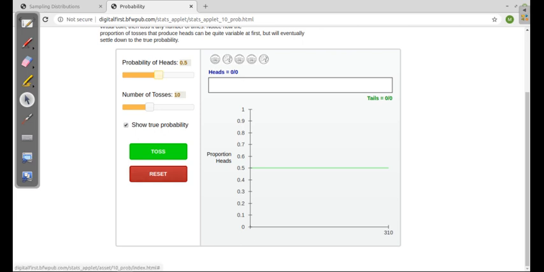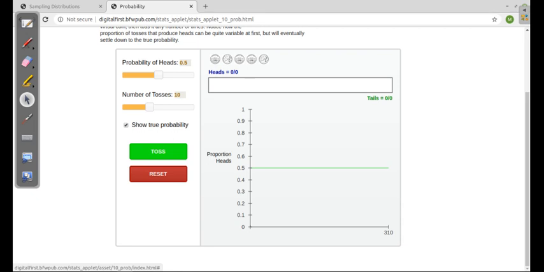So we know that the probability of heads is 0.5 and I am tossing the coin 10 times. The true probability is given by this green line. You can see here that it is 0.5, the proportion of heads. So 10 into 0.5 means 5 will be the expected mean, the actual mean.